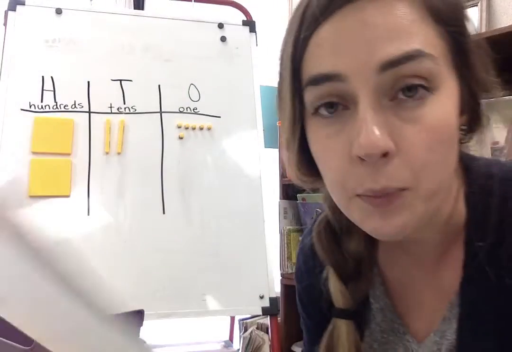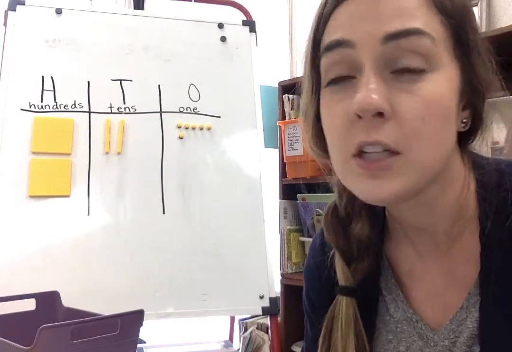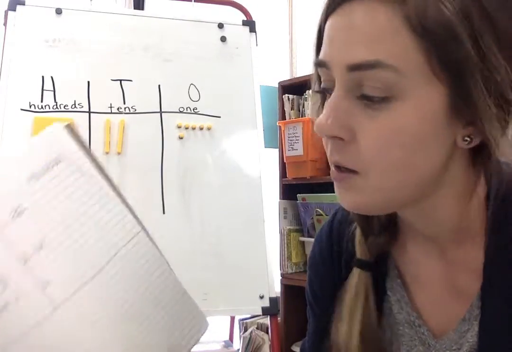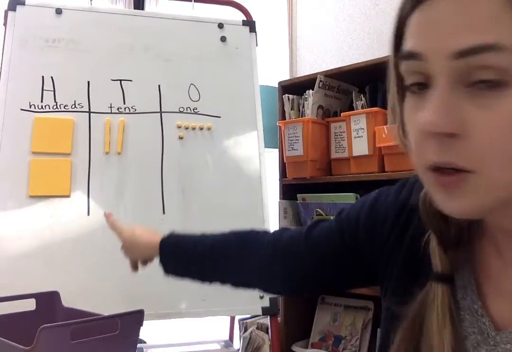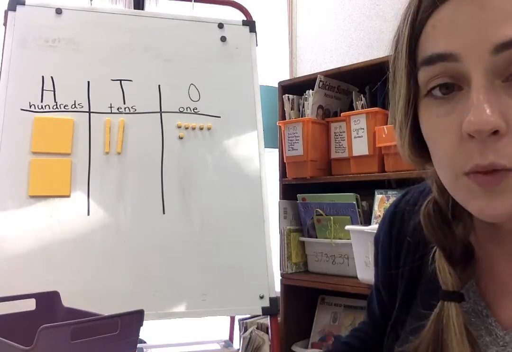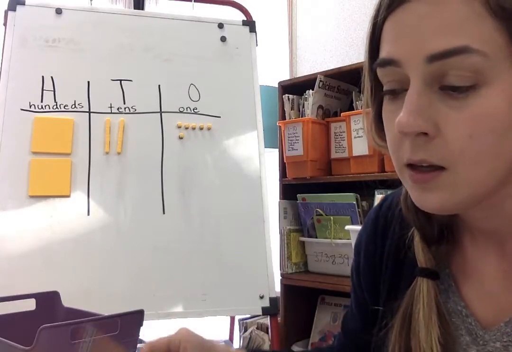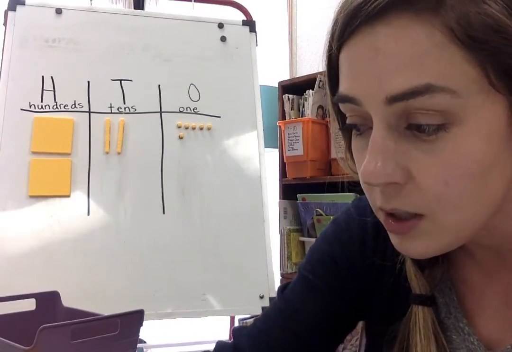Now remember, at any point in this video, if you need to pause it because I'm going too fast, or if you need to rewind, do it. So number 3, this is where you're going to write this answer. How many groups of hundreds do I have? How many groups of 10? And how many ones? I'm going to record it on mine. I hope you're recording it on yours.